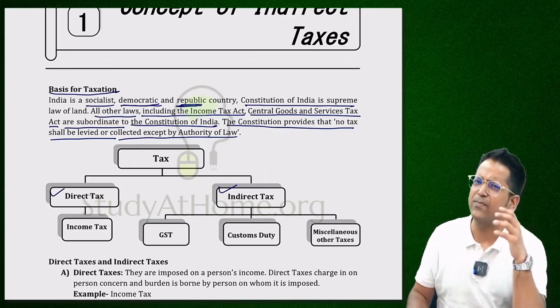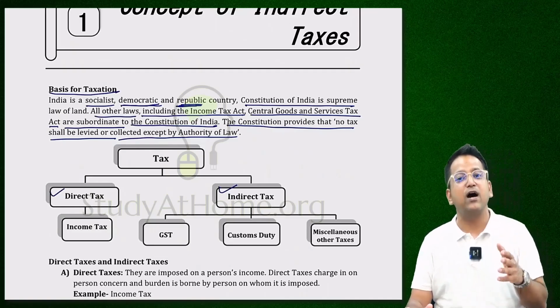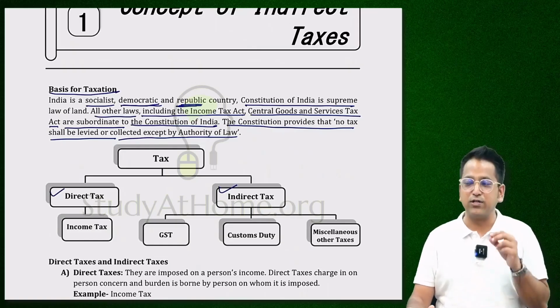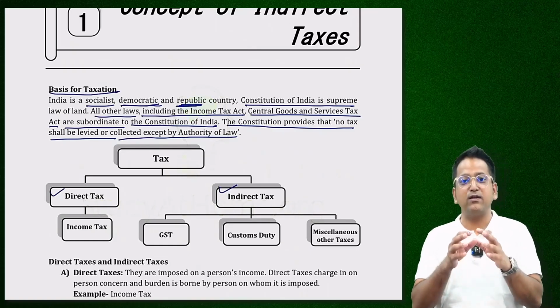Before the year 2014, there used to be another direct tax which was called the wealth tax, but it no longer exists. In 2014, Arun Jaitley was our finance minister, and he introduced the abolition of the wealth tax in the budget of 2014. This was the same time when Modi ji's government came to power, right? It was the first tenure of Modi ji's government, and Arun Jaitley became our finance minister and abolished the wealth tax.